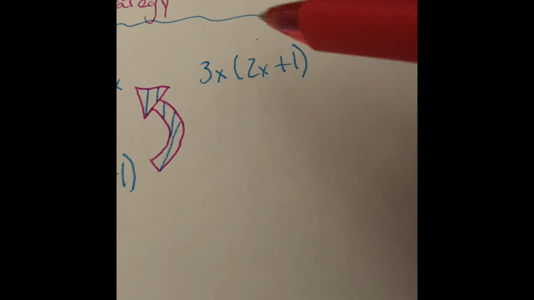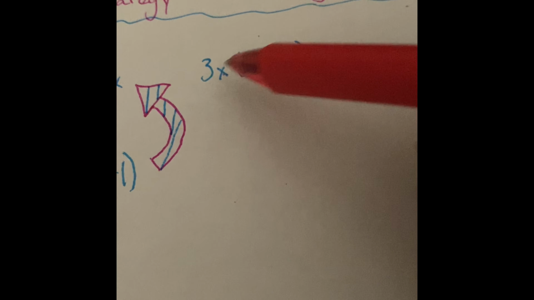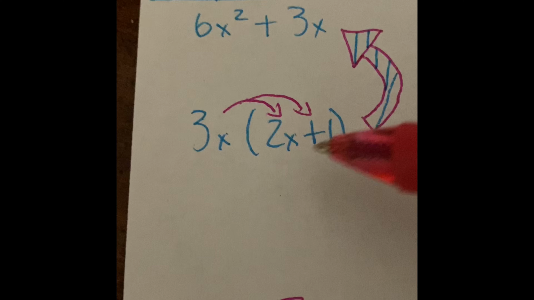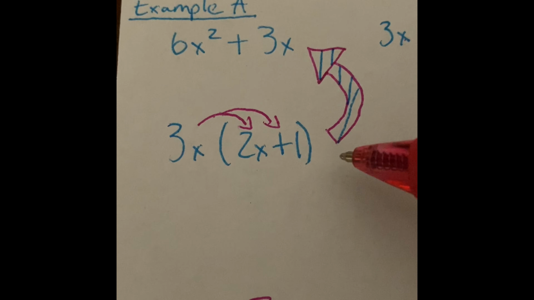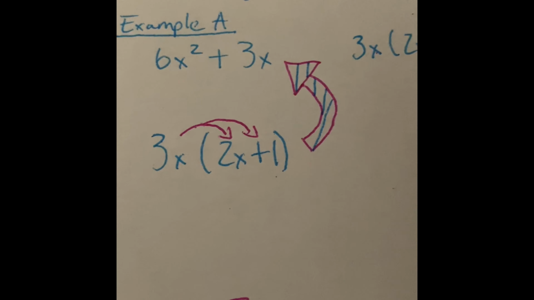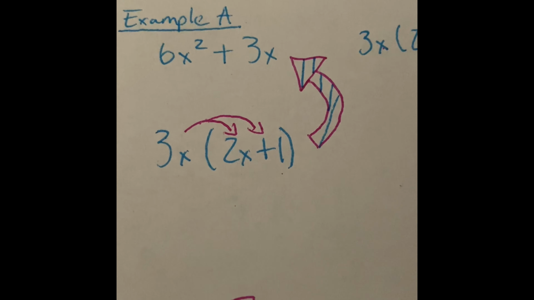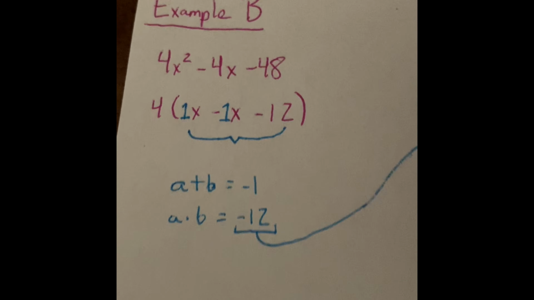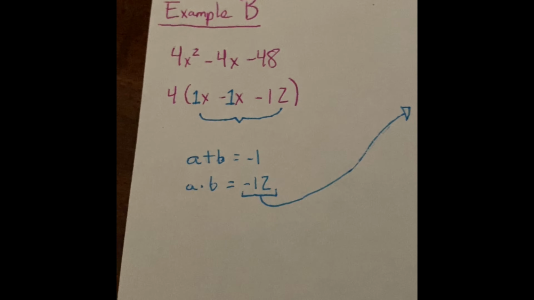When you multiply 3x times 2x, it'll give you the 6x squared, and when you multiply the 3x and the 1, it'll give you the 3x. There's nothing we could do further down to simplify this. This is the simpler version of this equation. So now let's go down to example B.